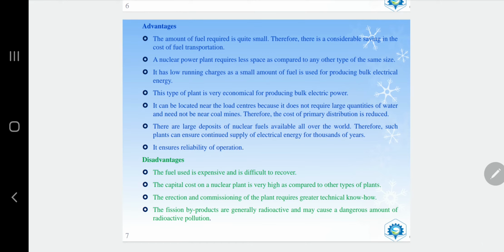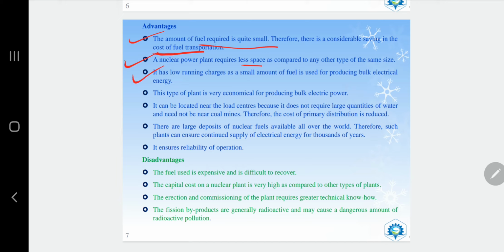First one, the amount of fuel required is very small, so there is not much cost for fuel transportation. Then second, the nuclear power plant only requires a very small space, not like a hydroelectric power plant. Now third, it has low running charges, as a small amount of fuel is used for producing a bulk of electrical energy. So that is the low running charge.